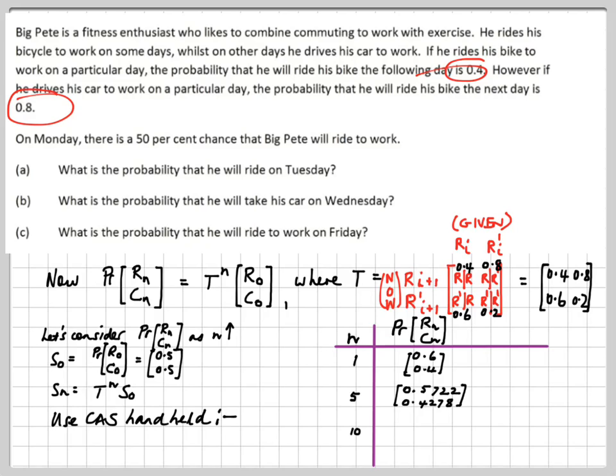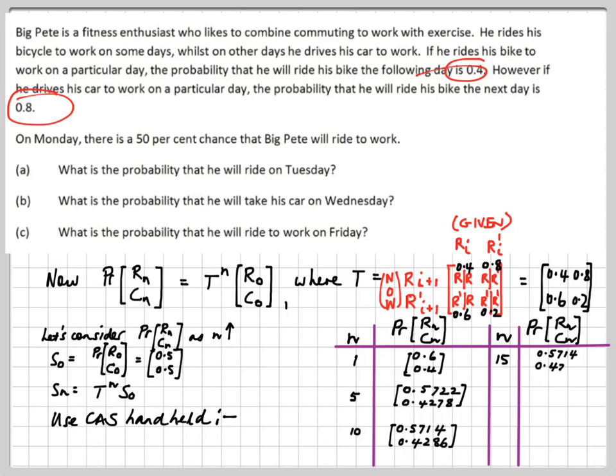And after 10 transitions, now we're starting to get somewhere. We get that. Now you see that's changed only very slightly from the previous one. It's gone from 0.5722 on the R element of the matrix down to 0.5714. Now we'll do some more. We'll do 15 now, and what happens then? Oh, look, guys, it's the same. To 4 decimal places, it's the same.